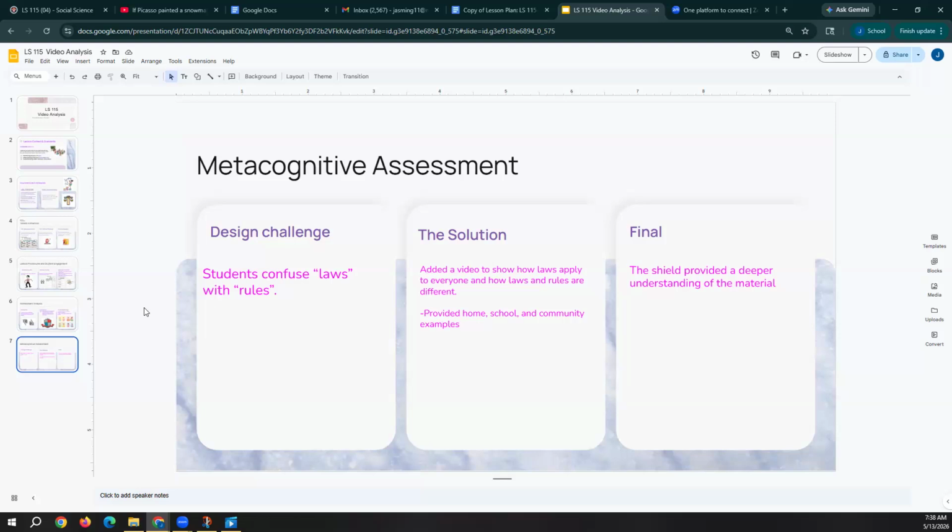And then finally, the shield provided a deeper understanding of the material. Again, that shield was provided so that we can know the students understood the material, and that they grasp everything, for example, the differences between the laws and the rules, and making sure that they understand that.